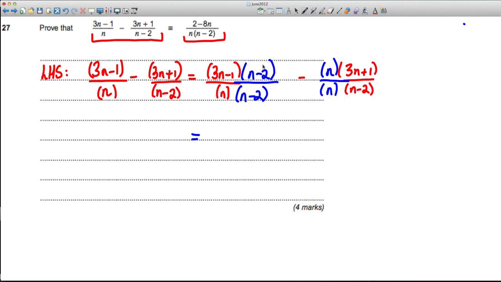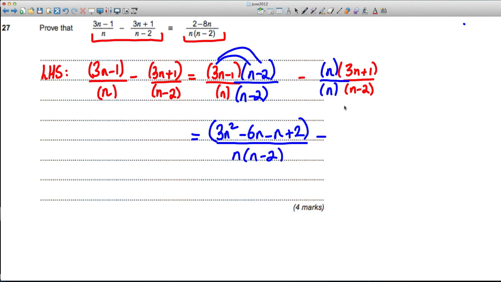Now, let's just multiply this bracket out here first. Remember that we've got a minus. 3n multiplied by n is 3n squared. 3n multiplied by negative 2 is negative 6n. Minus 1 times n is minus n. Minus 1 times minus 2 is plus 2. And let's do this one over here. n multiplied by that is 3n squared. n multiplied by that is n, all over n minus 2.